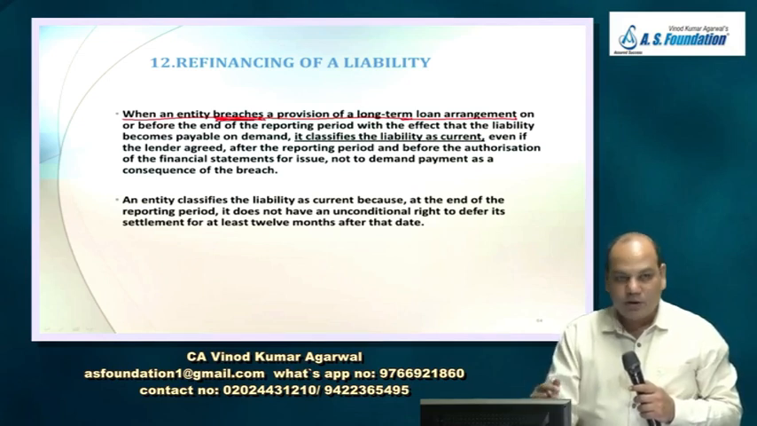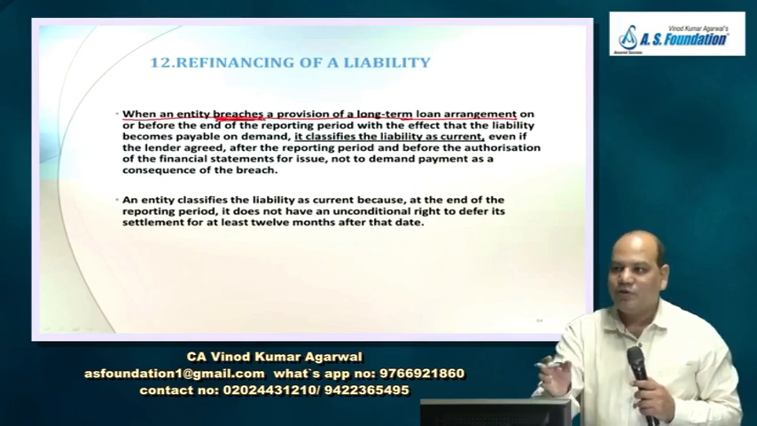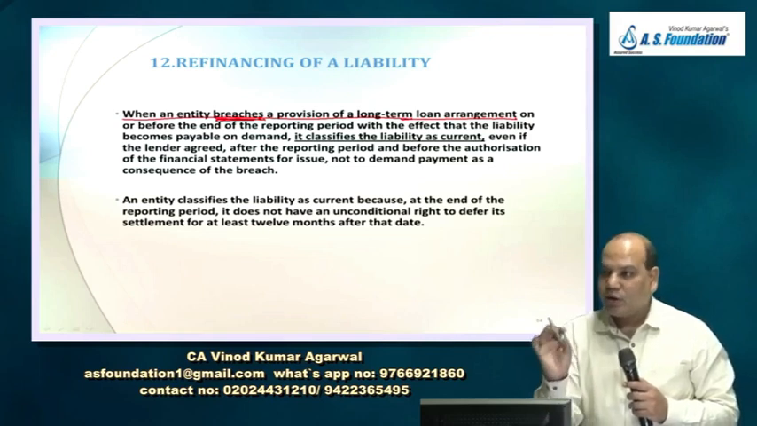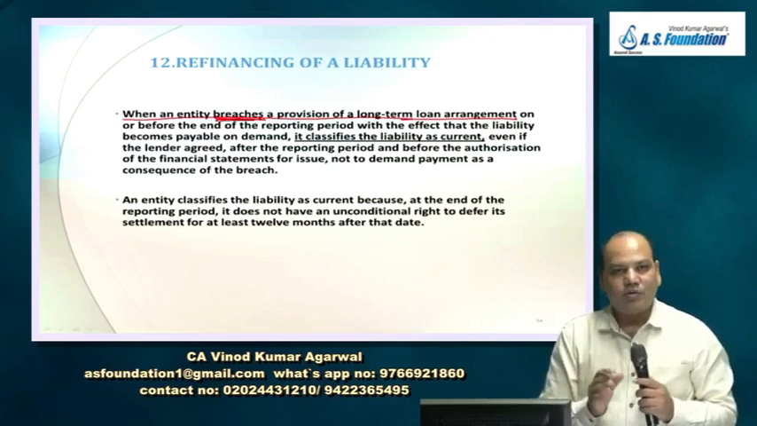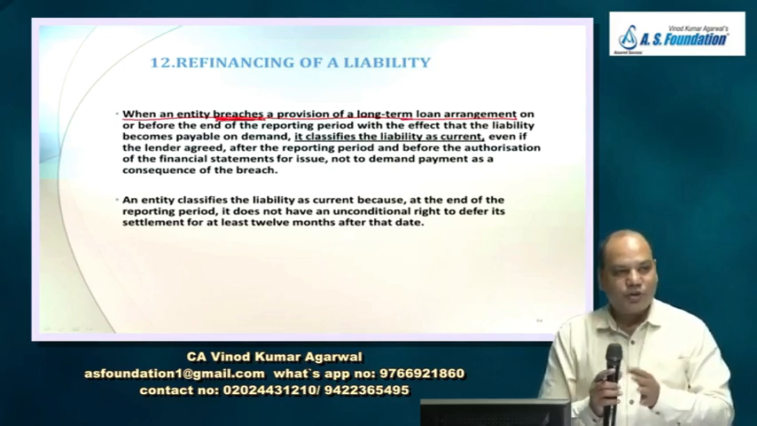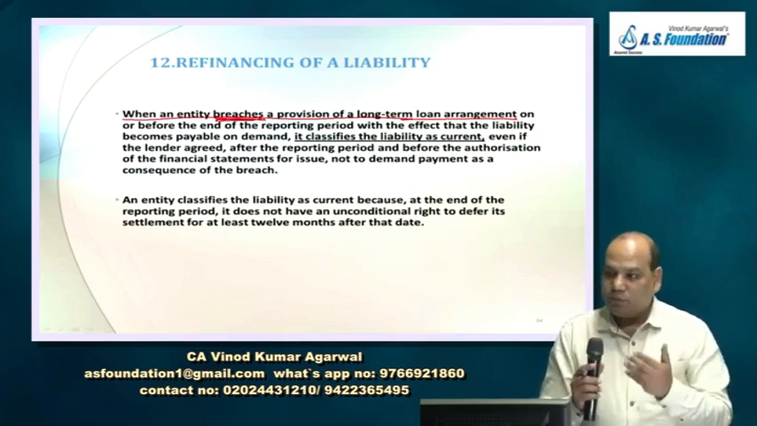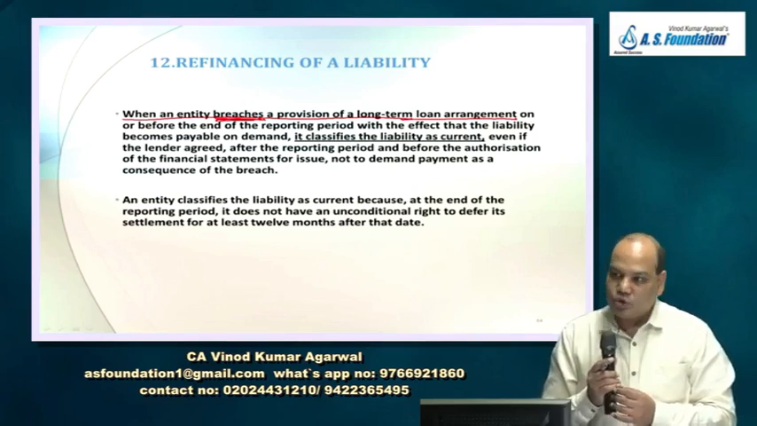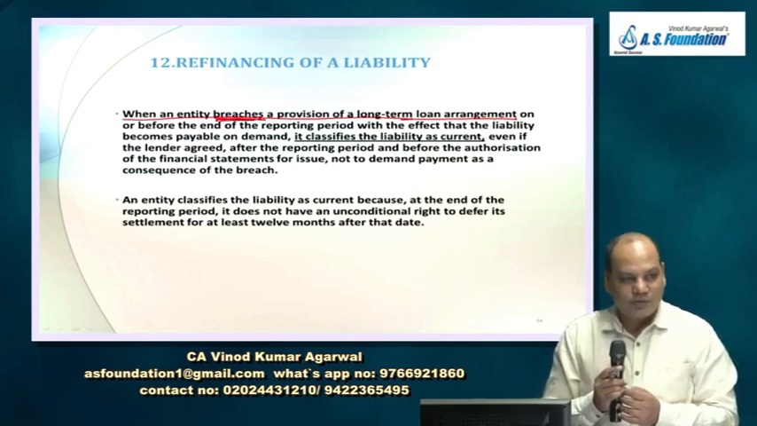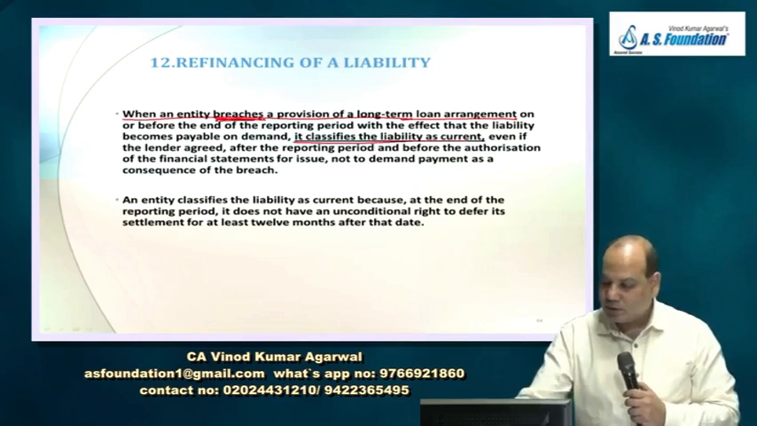Okay, and then it goes to the bank and requests the bank that please don't make it a loan payable on demand. So the bank agreed to that. Okay, this is a small breach, a minor breach, we will ignore it. But when did this negotiation with the bank take place? After the reporting period, but before the financial statements were authorized for issue. The question is, what would be the status of that liability? Current. It will be classified as a current liability.